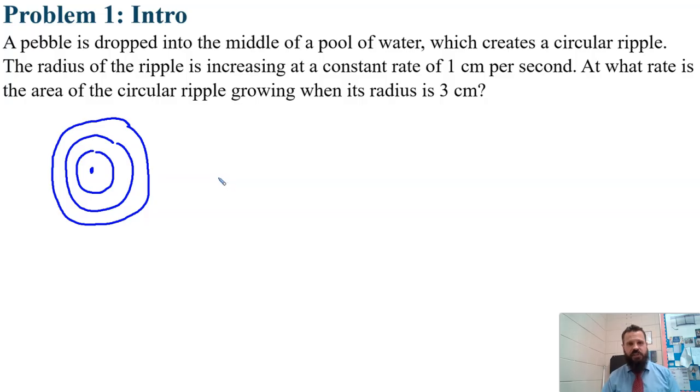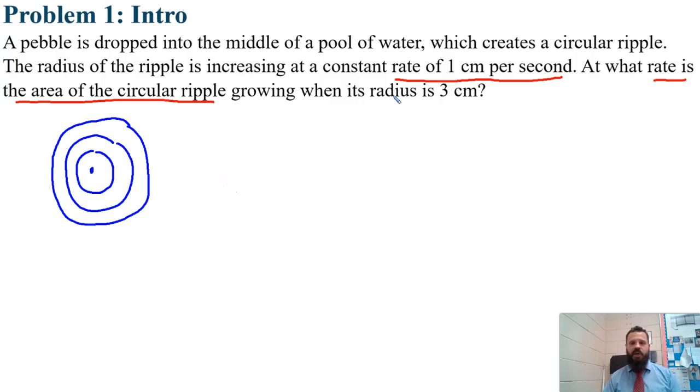It says that the radius of the ripple is increasing at a rate of 1 centimeter per second. At what rate is the area of the circular ripple growing when its radius is 3 centimeters? Now, the reason we call this a related rates question is we have two different rates, one with the radius, the other dealing with what we want to know, the rate of the area of the circular ripple.